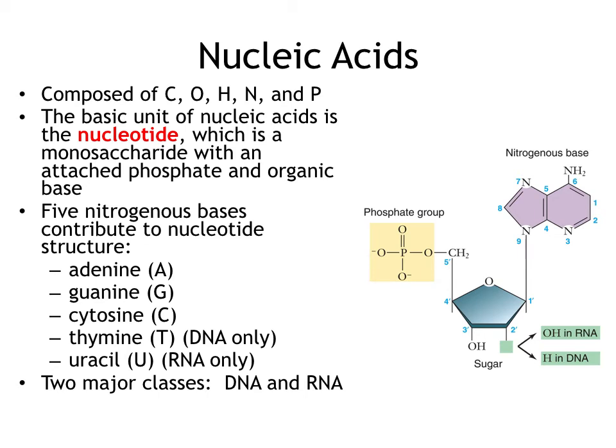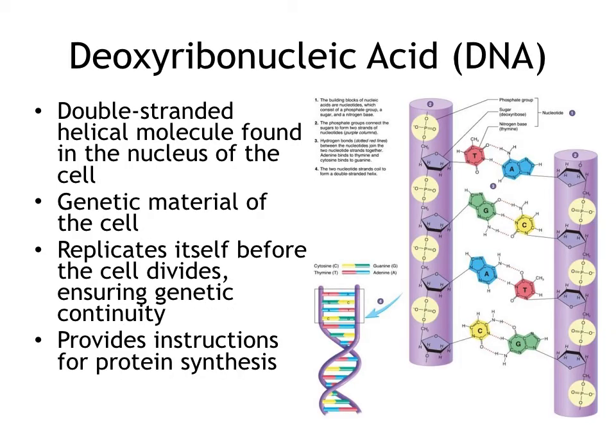Adenine, guanine, and cytosine occur in both DNA and RNA. Thymine is in DNA only, and uracil is in RNA only. And so those are the 2 major classes, and they differ, again, in the sugar and in the bases. DNA is a double-stranded nucleic acid, and it's found in the nucleus of our cells, and it's the inherited material, the genetic material that's passed down from parent to offspring.